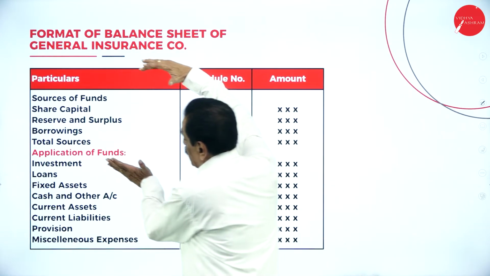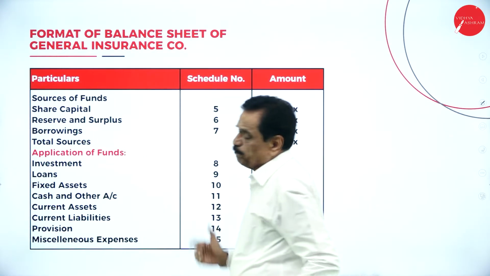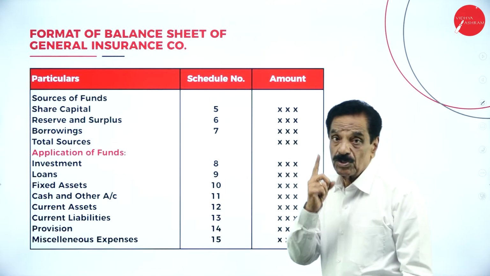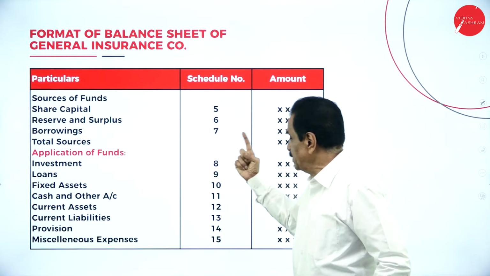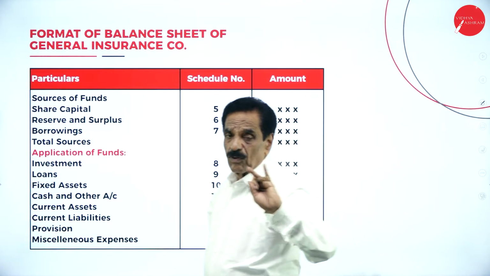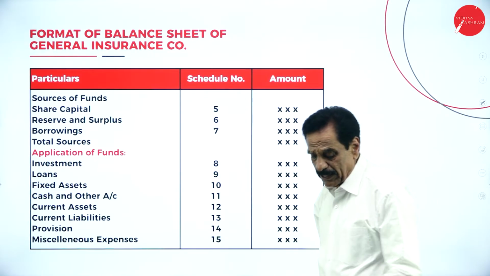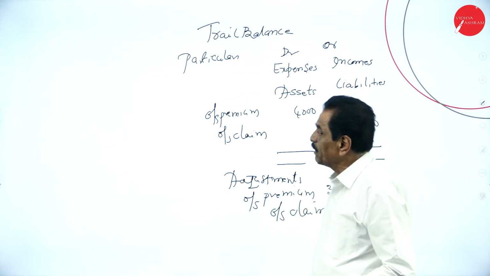So up to here it is the total source. This is the application. The format should be pakka. The schedules should be very pakka here. Schedules 1, 2, 3, 4 go to the revenue account. Schedules 5 to 15 go to the balance sheet. In the balance sheet, I already explained.